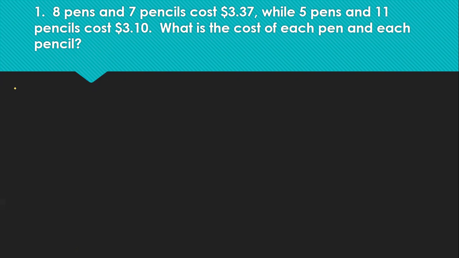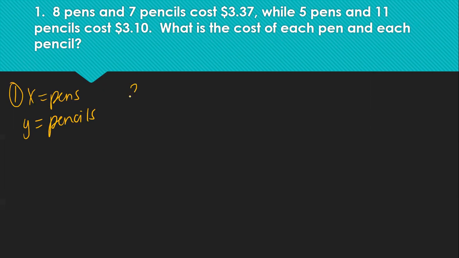So step one is to identify our variable. So let's read our problem. We have 8 pens and 7 pencils, and they cost $3.37, while 5 pens and 11 pencils cost $3.10. What is the cost of each pen and each pencil? So what are our two unknowns? Cost of pens and pencils, right? So variable X is going to be pens and variable Y is going to be pencils, because those are the things we don't know, right? Does that make sense? All right.